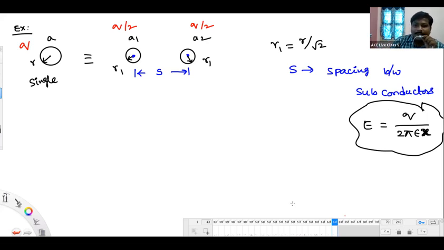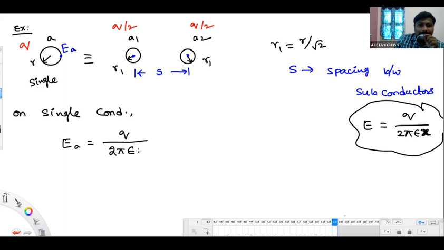All of you remembered this equation: E equals Q by 2 pi epsilon X. Now, what is the field intensity on this conductor surface? On the single conductor surface, the electric field intensity formula will come to be Q by 2 pi epsilon into radius. Okay, done.